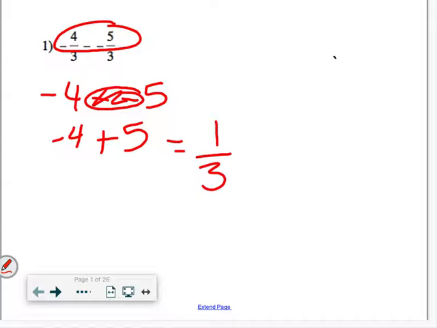Now, at the end of all of these fractions, you need to ask yourselves, can I simplify? Usually, as long as you have a common denominator, you won't always have to simplify, but you might. So you always need to ask. Can I simplify 1/3? No. So that is my final answer.